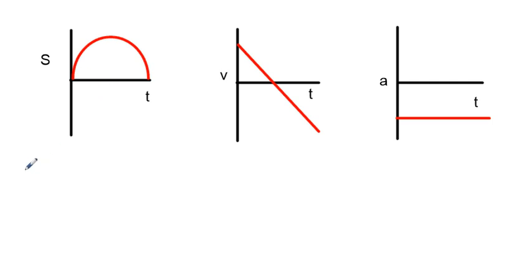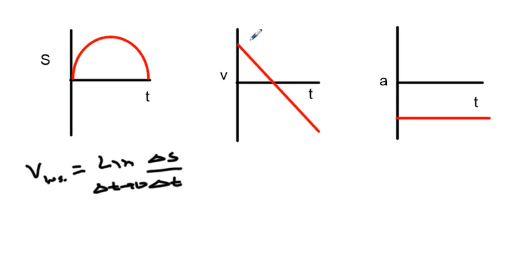Well, instantaneous velocity, so I'll write V instant, is equal to the limit of delta S over delta T as delta T approaches zero. And what does that physically represent?